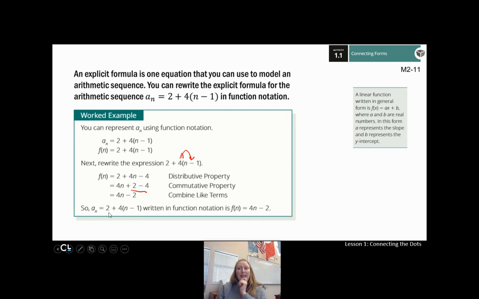So a sub n equals 2 plus 4 times n minus 1. This lovely explicit formula, we can use some distributive property and flip some things around and combine our like terms to make it into function notation. It can be written in function notation as f of n equals 4n minus 2. And now I can see my a value is 4, and I can see my b value is a negative 2. So my slope is 4, and my y-intercept is a negative 2. Yay!